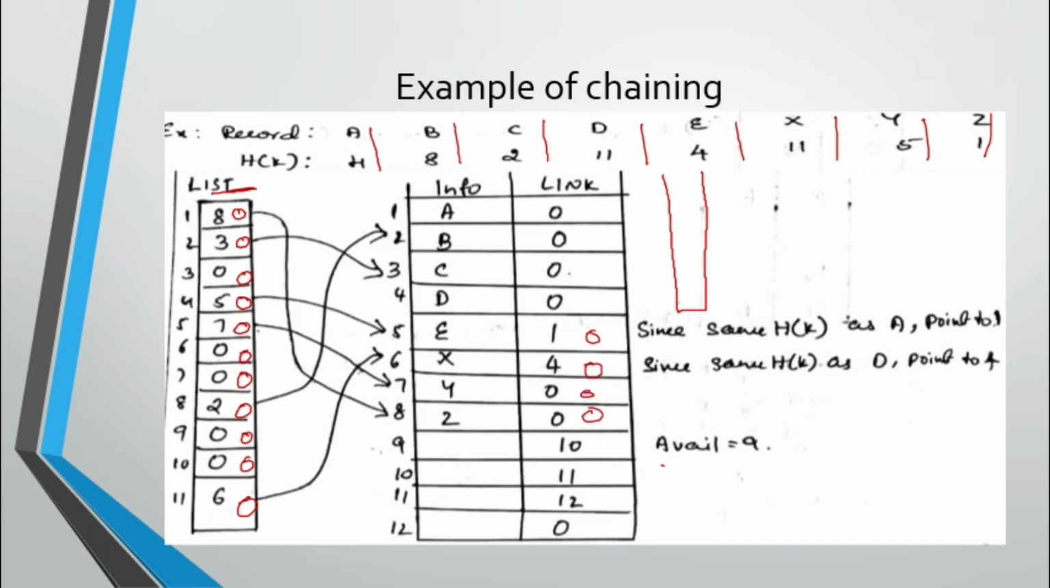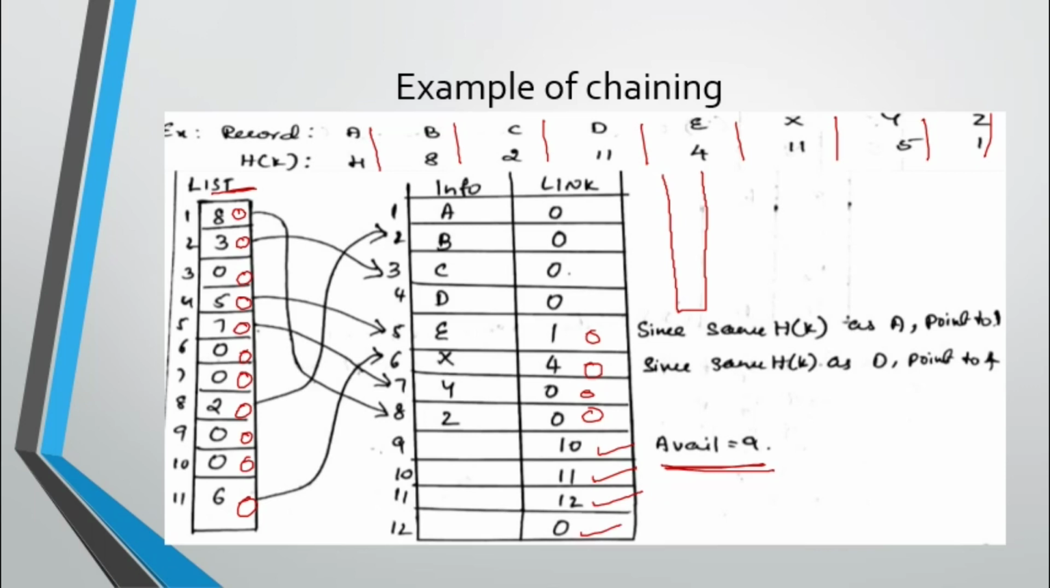This is already given, avail is 9. Avail shows the next free location. I have already told you in linked lists how it works. If 9 is there, then it shows the next free location 10, then next free location 11, then next free location 12, then the next free location is 0. Now let us see how chaining works here.